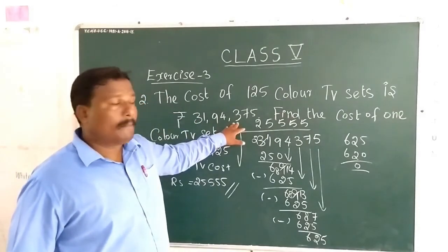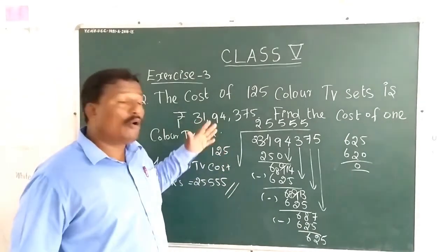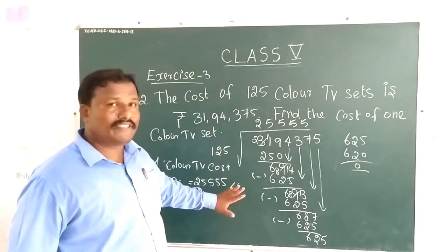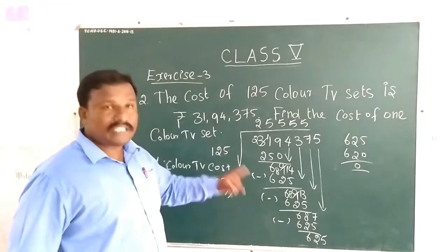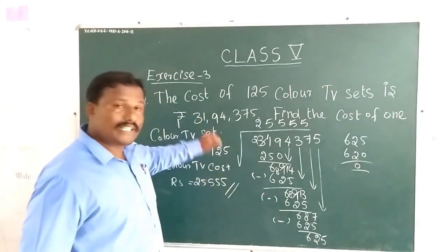Okay, so I told you the cost of 125 color TVs is 31,94,375, but the customer doesn't know the single TV cost. So how will you find out? Using this method, the division method. We find the one TV cost. So 25,555 is the one TV cost. Okay.